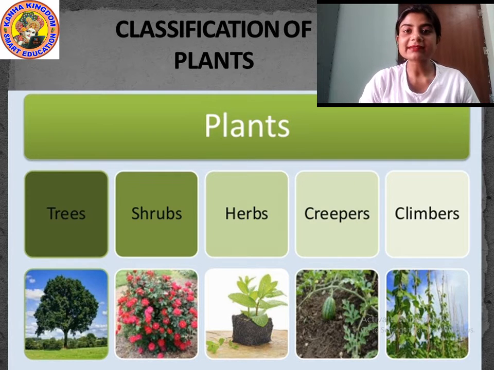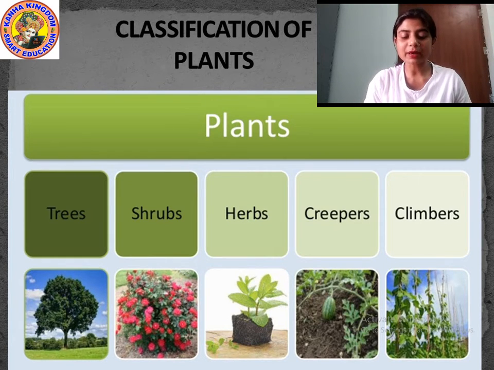Now students, plants are classified into different types, different categories. The different categories of plants are trees, shrubs, herbs, creepers and climbers. What are the different classifications of plants? Trees, shrubs, herbs, creepers and climbers.